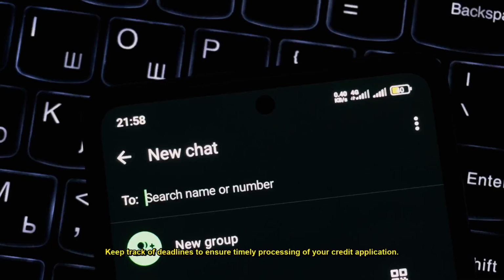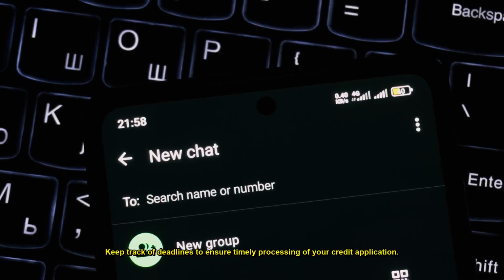Submit any necessary forms or paperwork as instructed by your advisor. Keep track of deadlines to ensure timely processing of your credit application. Finally, confirm that your internship credit has been recorded on your academic transcript.